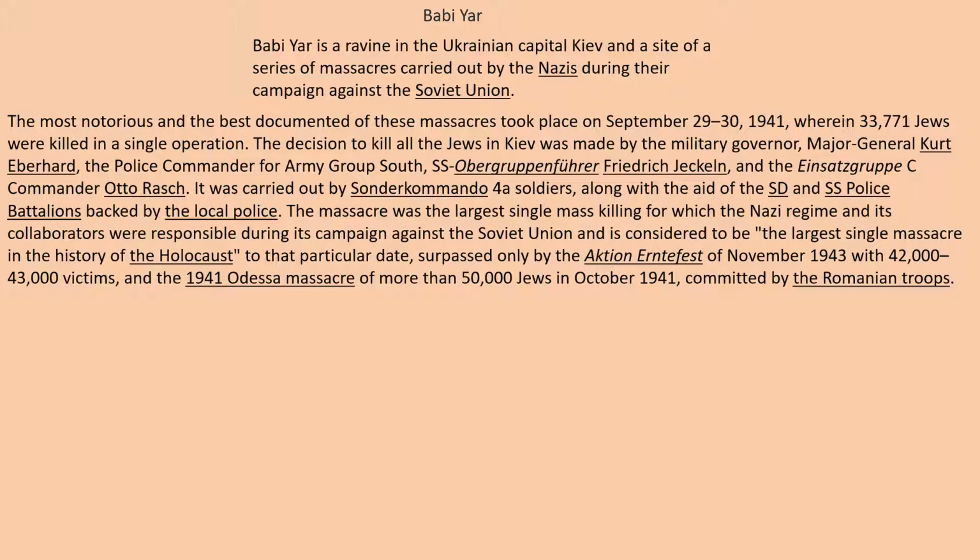The decision to kill all the Jews in Kiev was made by the military governor, Major General Kurt Eberhard, the police commander for Army Group South, SS Obergruppenführer Friedrich Jeckeln, and the Einsatzgruppen C commander Otto Rasch. It was carried out by Sonderkommando 4A soldiers, along with the aid of the SD and SS police battalions, backed by the local police and Romanian help. Romanian militia squads and local police forces assisted in this mass killing.